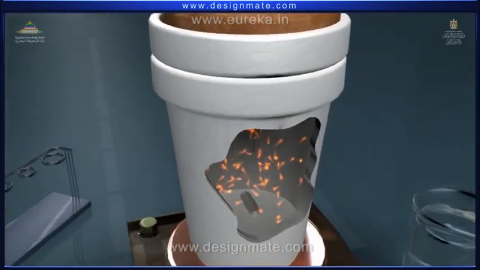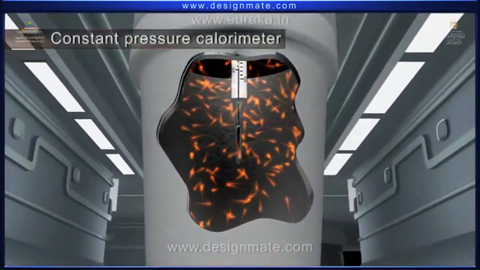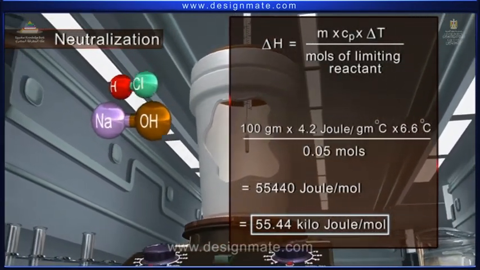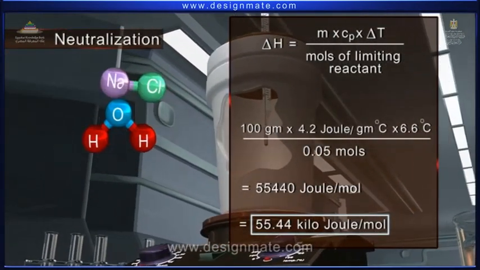Summary: we have learned that a coffee cup calorimeter is a constant pressure calorimeter. We have also studied how heat of neutralization can be calculated using coffee cup calorimeter.